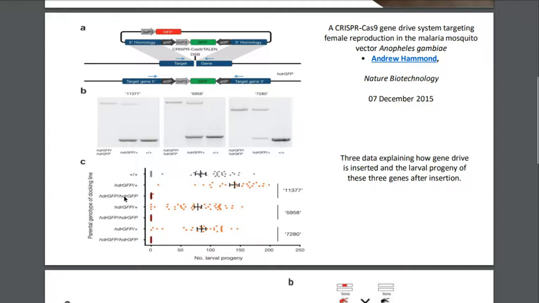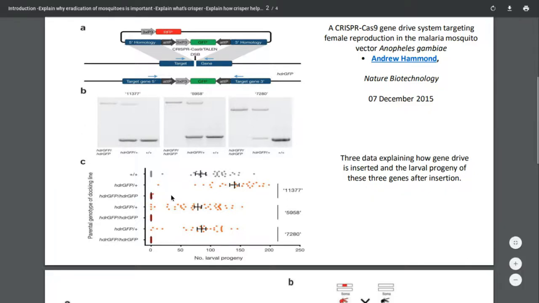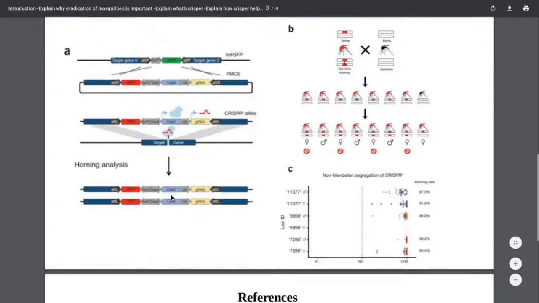So they need the two copies of this homology directed repair green fluorescent protein gene to be able to become sterile. This is my reference.